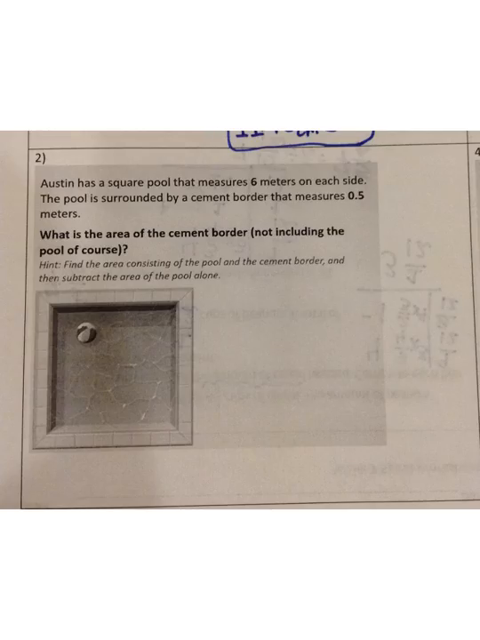Number 2, Austin has a square pool that measures 6 meters on each side. The pool is surrounded by a cement border that measures 0.5 meters. What is the area of the cement border, not including the pool, of course? Pay attention to this hint. The hint tells you exactly what you're supposed to do to find the area of just the cement border.